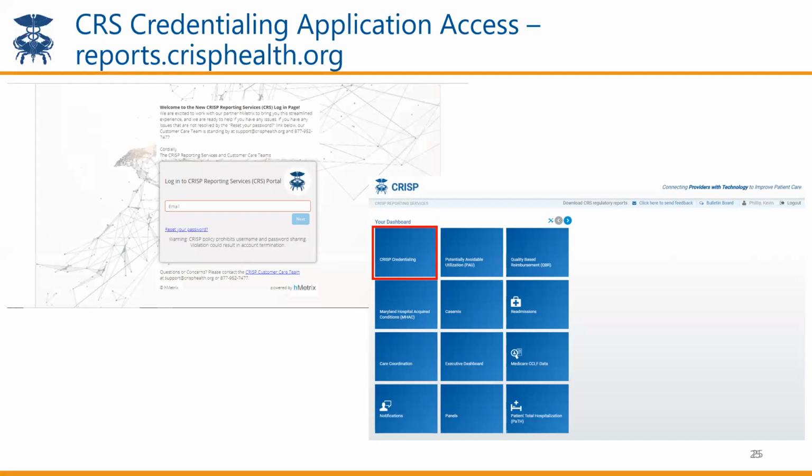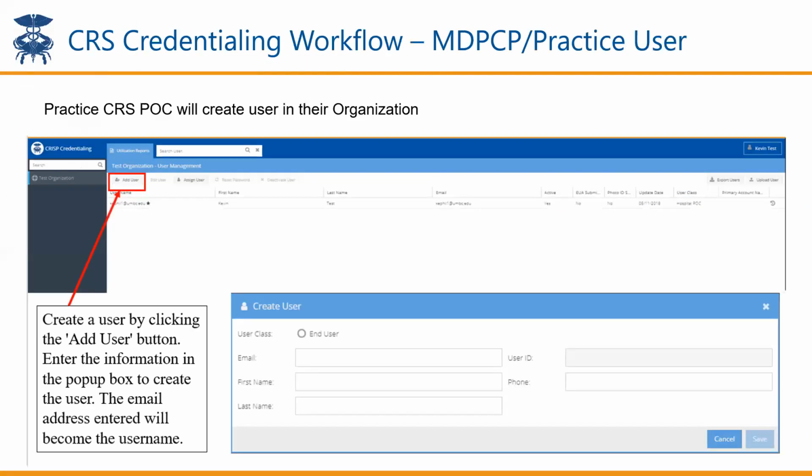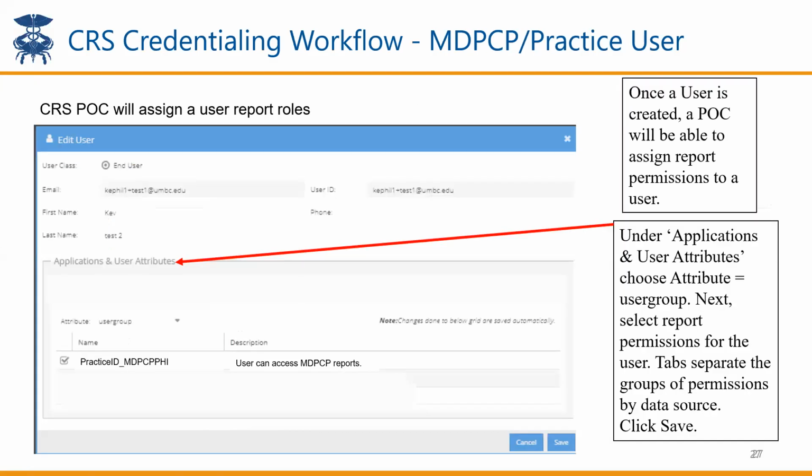Once you click into that card, you'll see your screen where the organizations that you are a point of contact for will be listed on the left side, and you'll be able to see all the users who have access to the reports. If you're going to add a new user, you would click the Add User button on the top left, and then enter all of the information here, and then click Save. Once you do that, you'll be able to add report roles to that specific user.